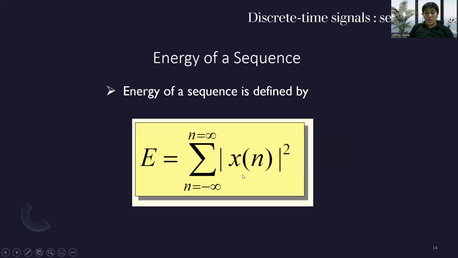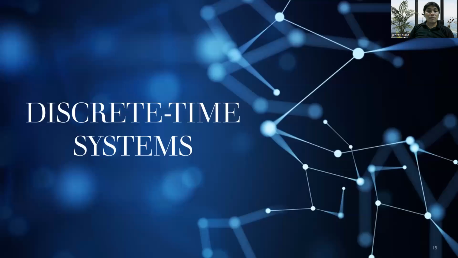The energy of a sequence. What is the energy of a sequence? The energy of a sequence is defined by the formula in the diagram: E is equal to the summation from n equals negative infinity to infinity of x(n) squared.